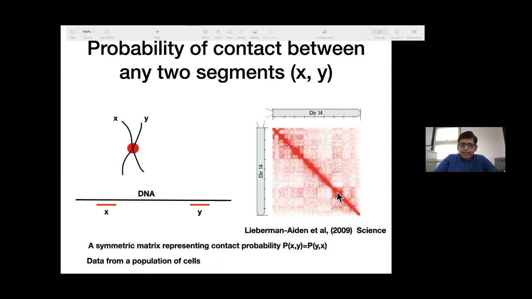And you can see that the red here means more often, high probability, and the white means lesser probability. And as you can see, near the diagonal there is higher probability of contact, which suggests that chromatin is first locally folded, and then it is folded by contacting faraway regions. So then there is a much lesser but faraway contact as well. So this is what one gets from the experiments. It's data from a population of cells, about millions of cells.